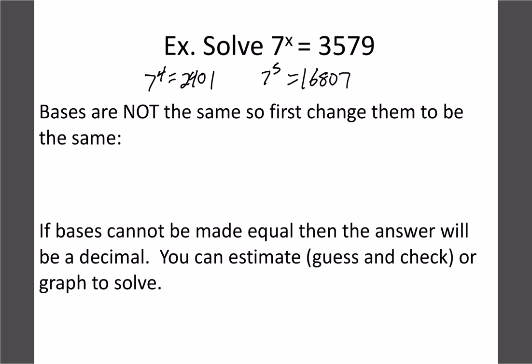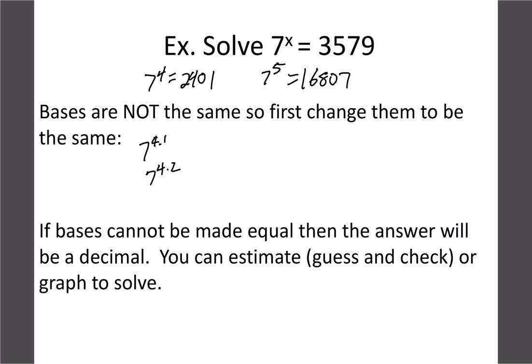16,807. So definitely it means it's going to be a decimal. It's not in between. So we could guess and check. So you could try something like 7 to the 4.1 or 7 to the 4.2 or something like that. And you would get pretty close and you could narrow it down. The other option is to graph.